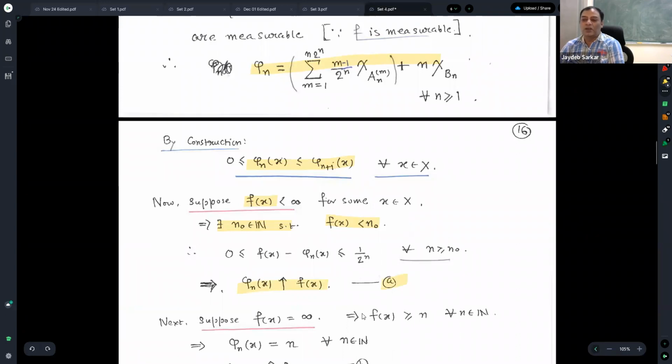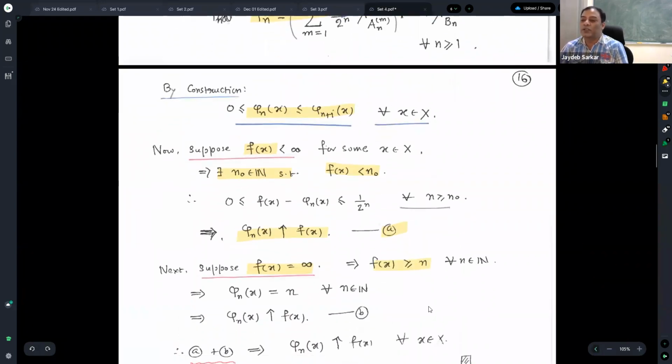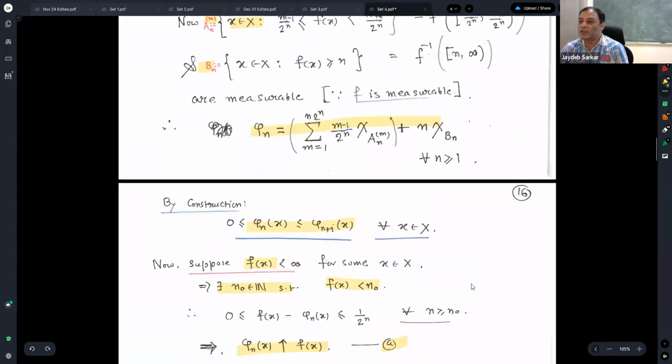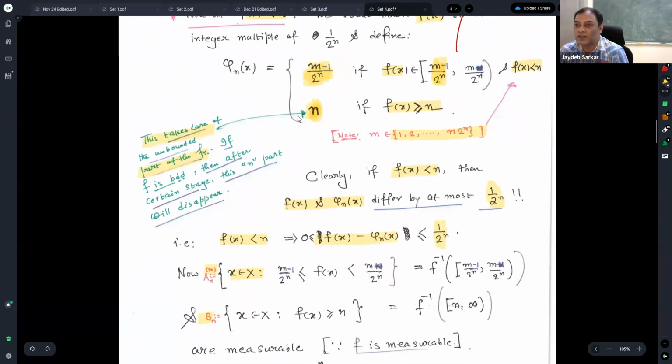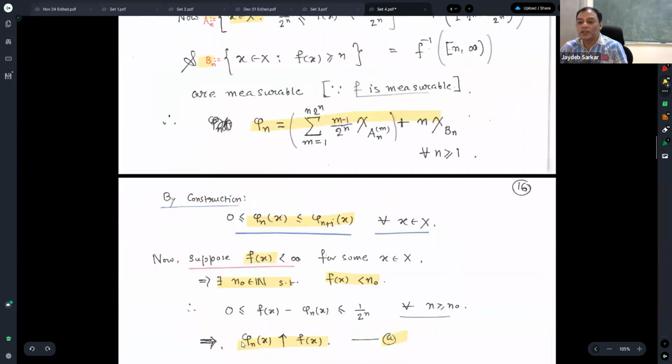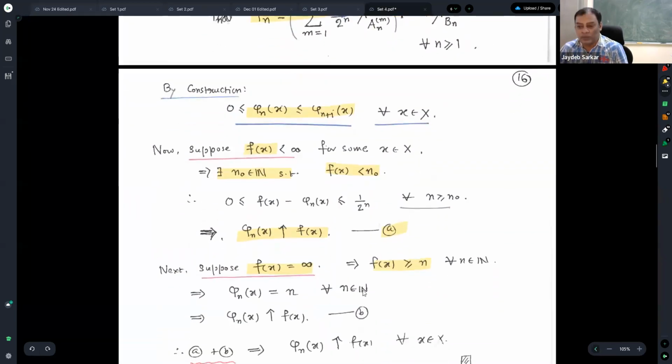That's number one. Now if you assume your f(x) is infinity, that means f(x) is larger than or equal to n for all n. So if it is infinity, it is larger than all n, right? So that would tell you what? If f(x) is larger than or equal to n, that means your value of phi_n(x) is going to be n. So by definition, phi_n(x) is n for all n, and that also tells you phi_n(x) converges to f(x), which is infinity.